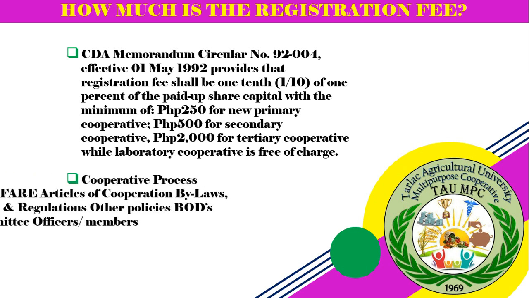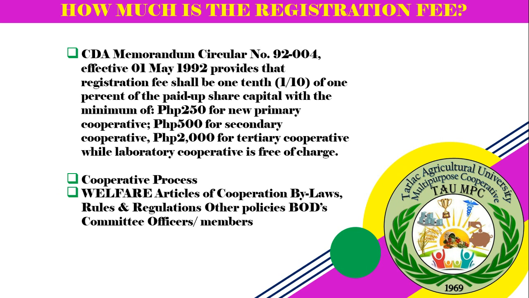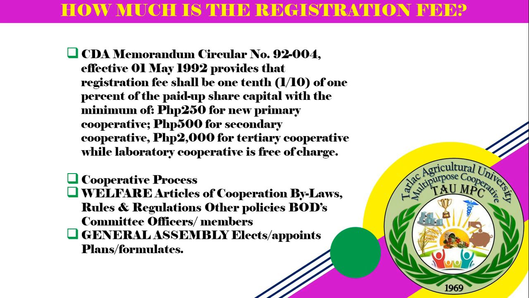Cooperative process. Welfare, articles of cooperation, bylaws, rules and regulations, other policies, BODs, committees, officers or members. The General Assembly elects or appoints, plans or formulates.